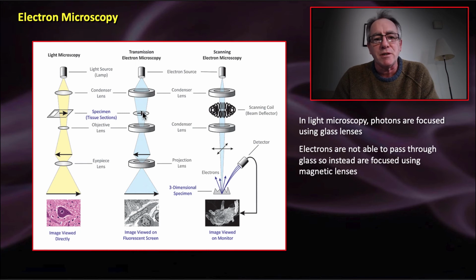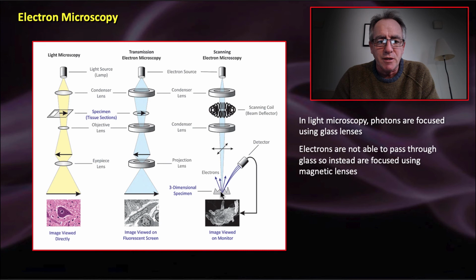Look what happens in scanning electron microscopy. You've got an electron gun beam that's focused onto the specimen, and you've got a coil that scans the electrons over the surface of the specimen down here.